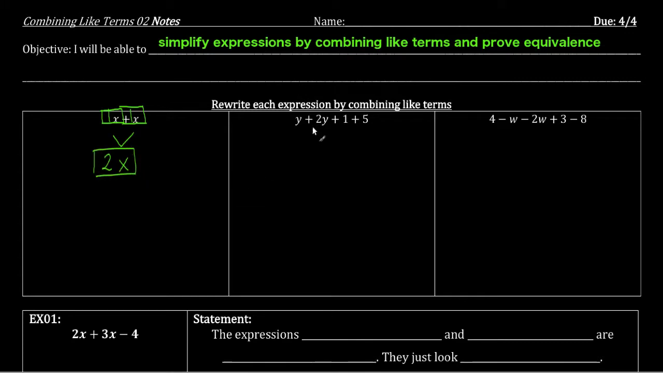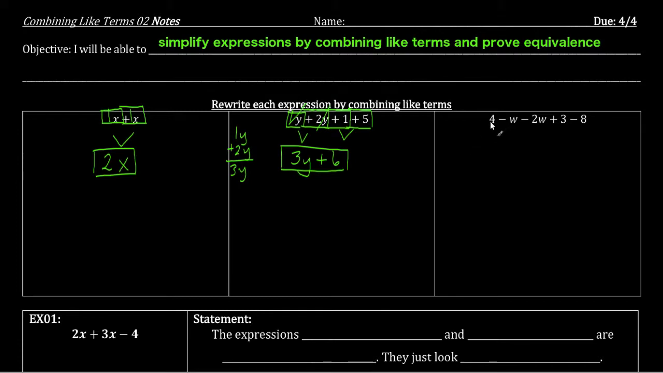Alright? The second one reads y plus 2y plus 1 plus 5. So we have a y term, another y term, a constant, and another constant. So we are going to combine y with plus 2y. Don't forget that you have one copy of y. So one copy of a number plus 2 copies of that number gives you 3 copies of that number. And then we have plus 1 plus 5, which is plus 6.